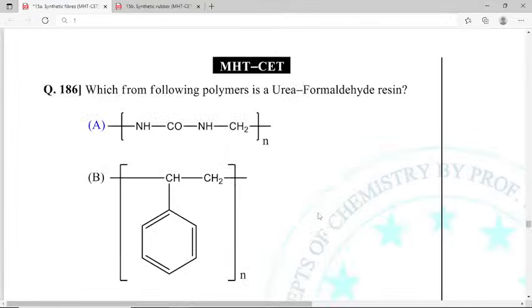Which from the following is urea formaldehyde resin? Again, option A is correct. Urea formaldehyde resin. At the end of your chapter, before the exercise, there is one table. In that table, there are columns for polymer, monomer, and use or application of the polymer. Please see the textbook, urea formaldehyde resin is written there.